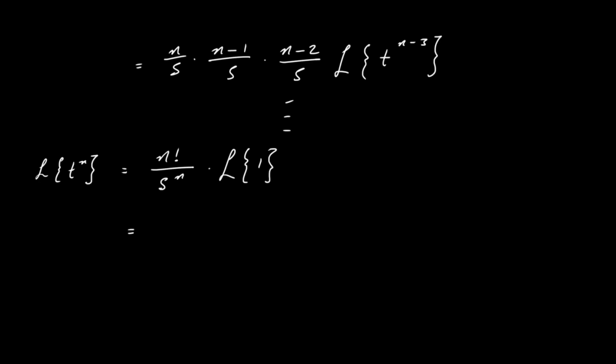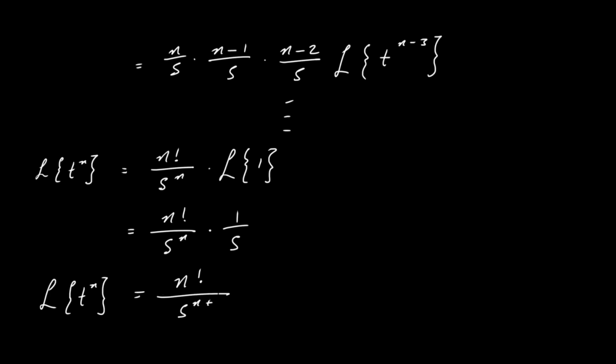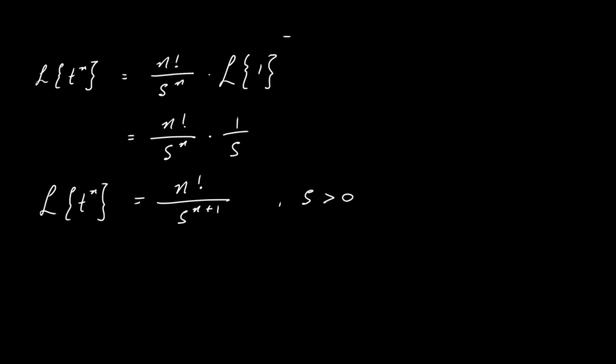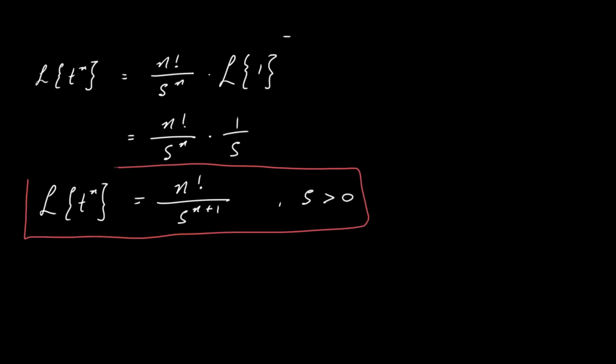So we know from the previous video that the Laplace transform of 1 is just 1 over s. So here we just have 1 over s. So finally we get the Laplace transform of t to the power of n is n factorial times 1, which is n factorial. And then as our denominator, we add the powers, and we just get s to the power of n plus 1. And this would have to be for s greater than 0, because we don't want to end up with 0 as our denominator. So that's really it. That's our formula. That's our Laplace transform for t to the power of n. That's our second derivation.